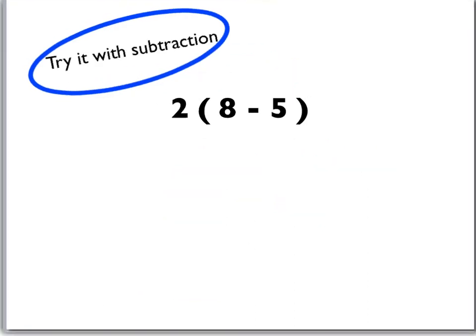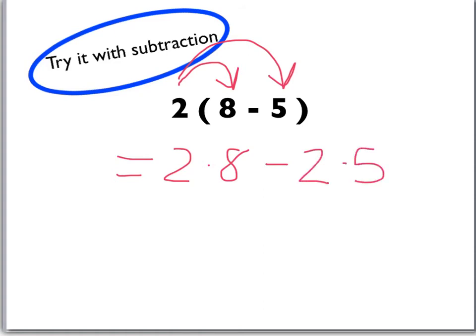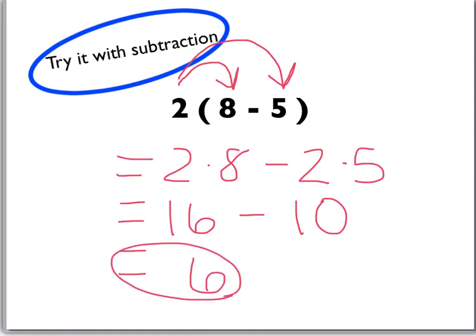Now let's try it again with subtraction. Same idea. We need to do 2 times 8 and 2 times 5. So we have 2 times 8. We're just going to rewrite that minus sign in the middle, and then we'll do 2 times 5. We get 16 minus 10, and 16 minus 10 is an answer of 6.